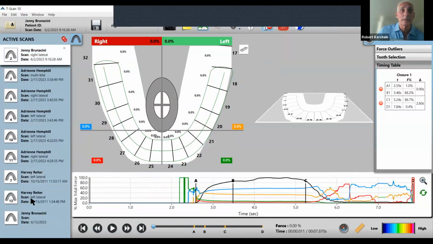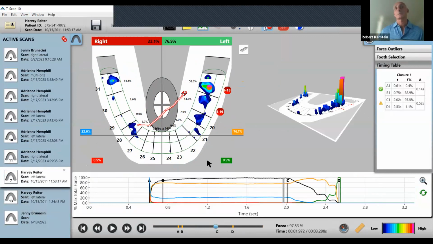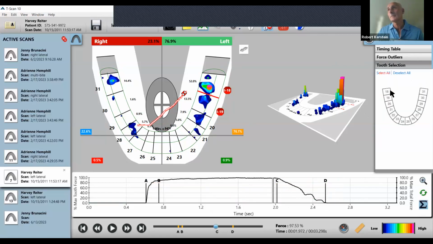Okay, and then I'm going to come back down here to this movie right here. This is the movie that we just saw. So here's the movie you just saw in the PowerPoint. Patient's biting down, holding their teeth together. They go to the left. All right, I want to find out how long these two implants are involved in the excursion. So I'm going to go to tooth selection up here, and I'm going to select 18 and 19. And what I'm going to get is a graph line of them alone.